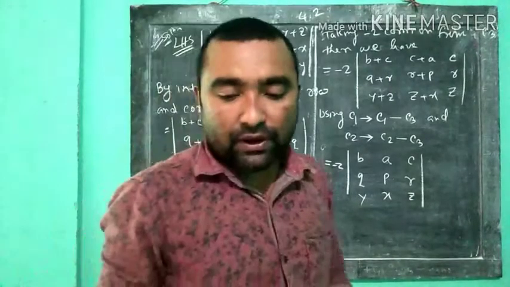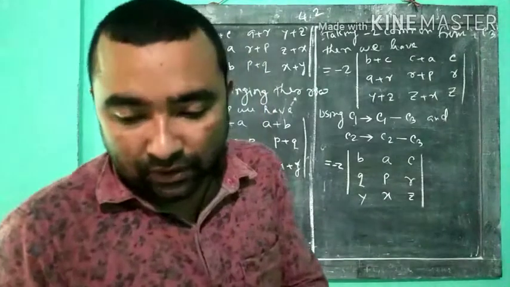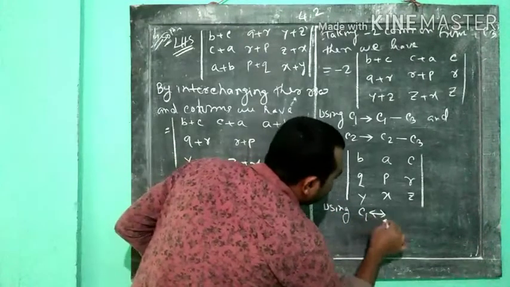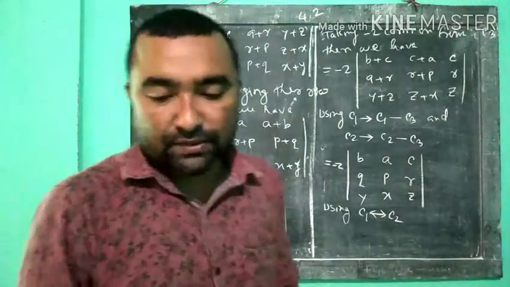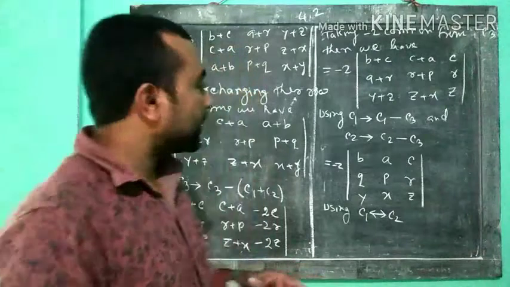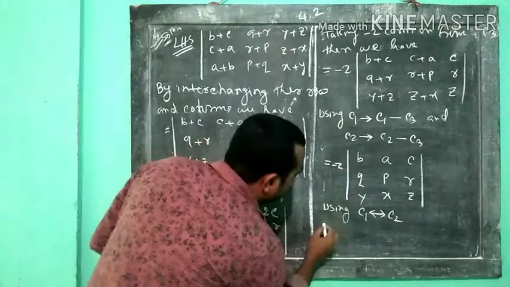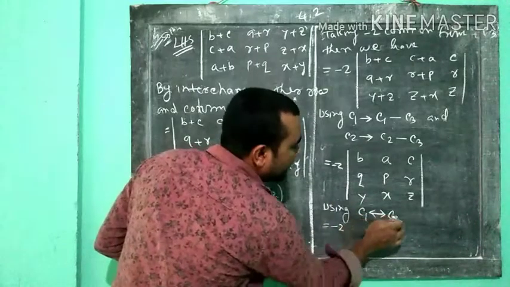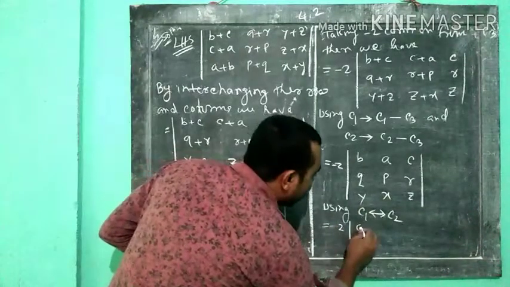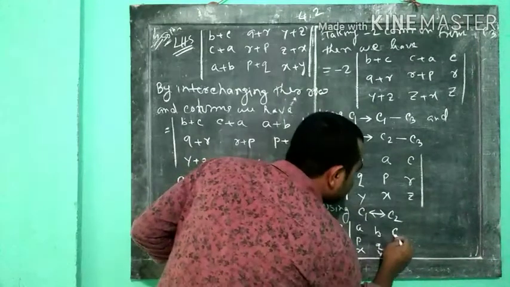But what we are to prove is equal to 2 whole into ABC. So using C1 interchanged with C2: by property 2, if any pair of rows or columns are interchanged, then the sign should be negative. Here it is minus 2, so if we interchange C1 and C2, then there is another minus. Minus, minus is plus. So this is A, P, X; B, Q, Y; and C, R, Z.